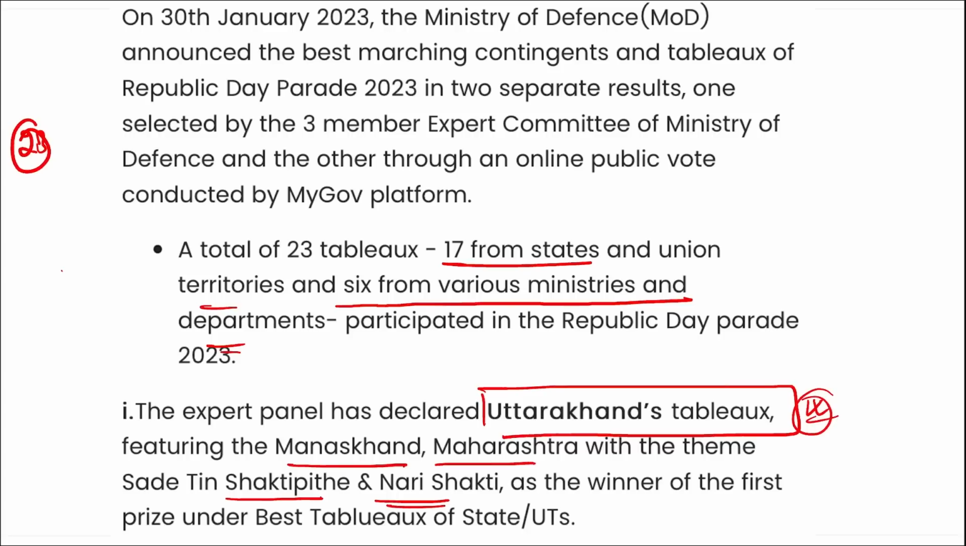All right, highly important. This question can also be asked, how many tableaux were there in Republic Day? 23, and 17 were from states and union territories. Then apart from this, remember, CRPF's marching contingent was declared as the best marching contingent among the CAPF. All right, so CRPF's marching contingent was declared as the best marching contingent.